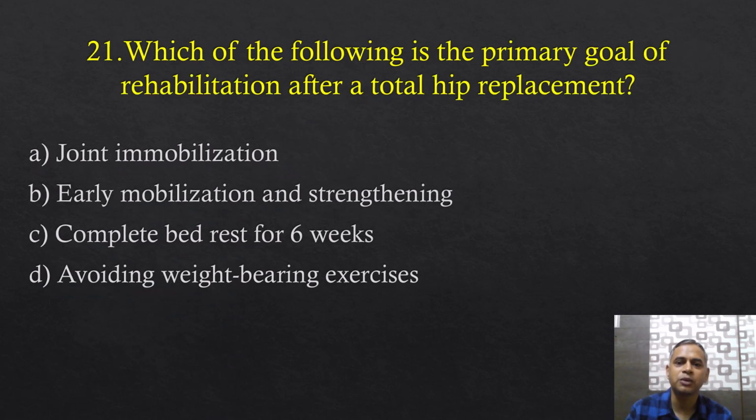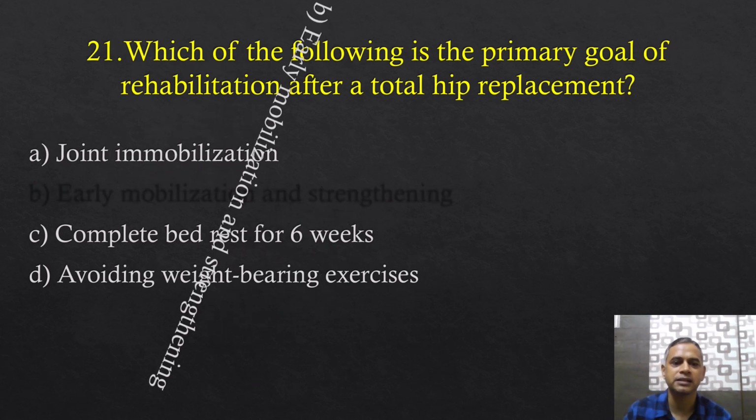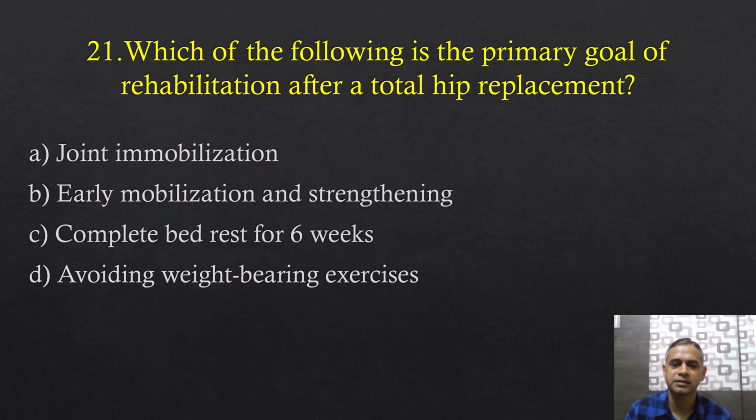Number 21. Which of the following is the primary goal of rehabilitation after a total hip replacement? A. Joint immobilization. B. Early mobilization and strengthening. C. Complete bed rest for 6 weeks. And D. Avoiding weight-bearing exercises. So the answer is early mobilization and strengthening.